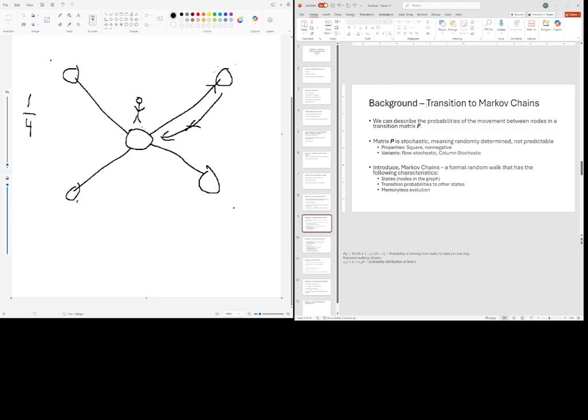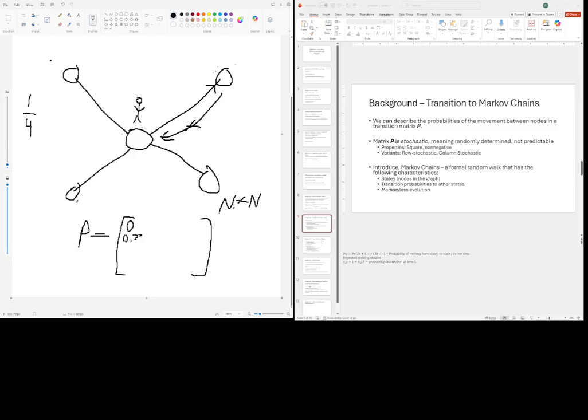Alright, and this brings us to Markov chains. We can describe the probability of movement between these nodes in a transition matrix P. P has some pretty fun properties. Stochastic, which means randomly determined, not predictable. The properties are, as always, square, so same rows and columns, and it's always non-negative. So we can have 0 probabilities.